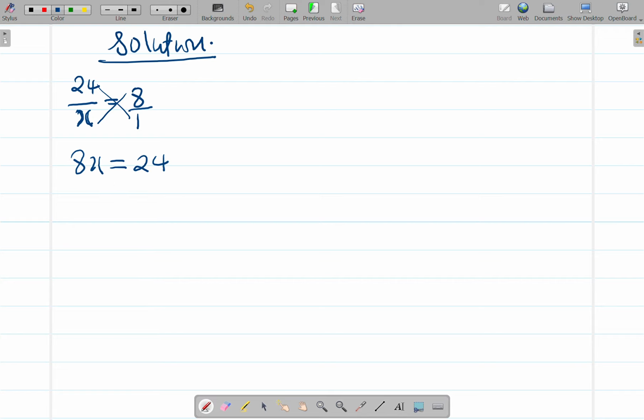To remain with x, I'll divide both sides by 8. So x is now going to give you 8 into 24, we have 3. And that is your solution: x is equal to 3. This is for part A. That's how you solve fraction equations. Let's look at another equation.